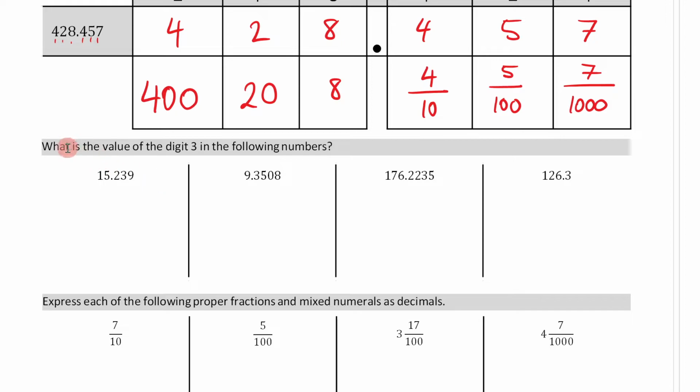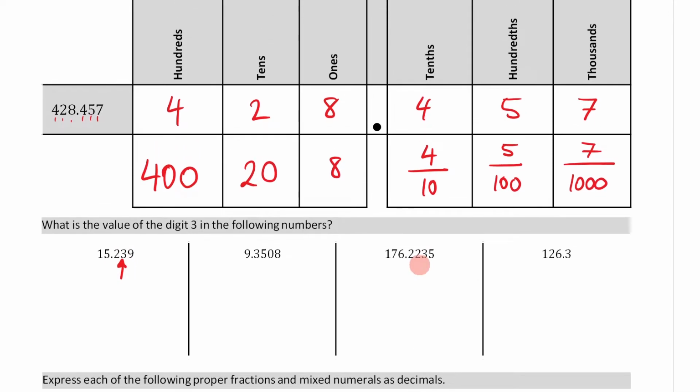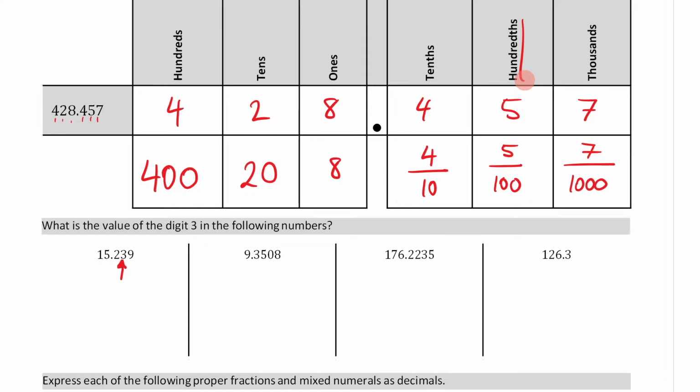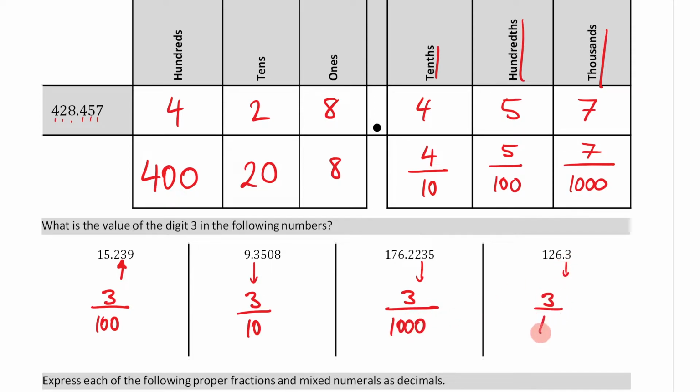So now, what is the value of 3 in the following numbers? Well, here is 3 here. What is the value of that 3? As you can see, I'm in the hundredths column, so it's going to be 3 on 100. What about this one? Well, I'm in the tenths, so it's going to be 3 on 10. What about this one? Well, I'm in the thousandths, so it's 3 on 1000. And then the last one here, I'm again in the tenths, so it'll be 3 on 10.